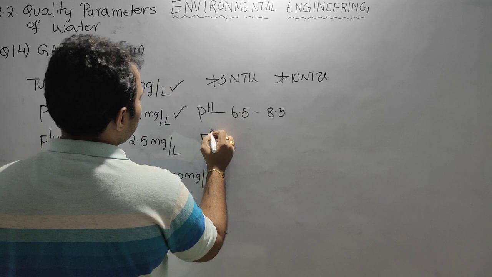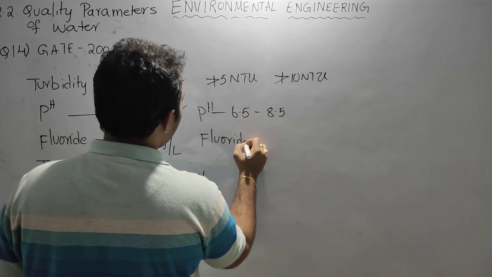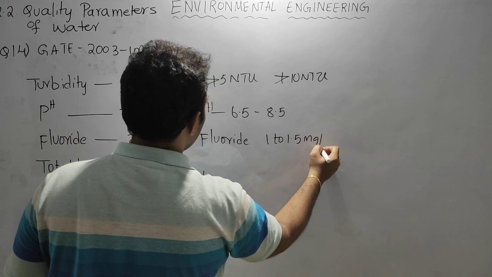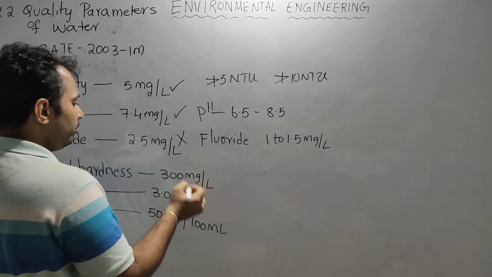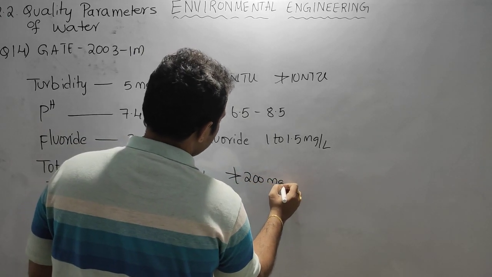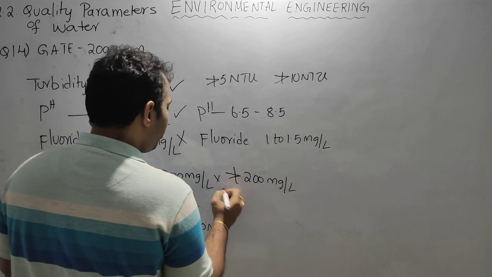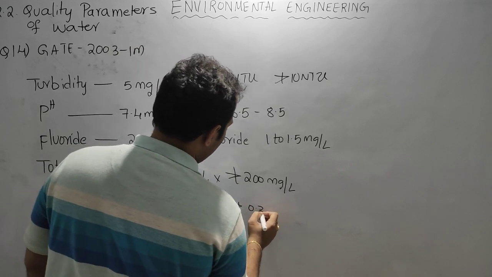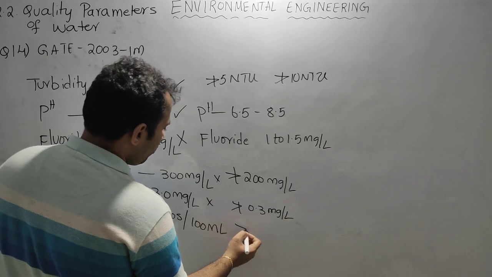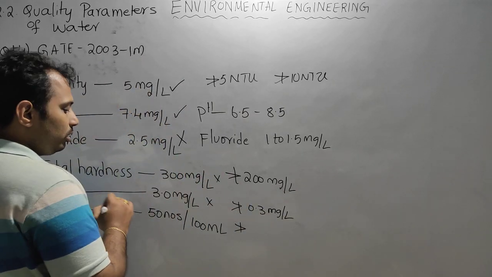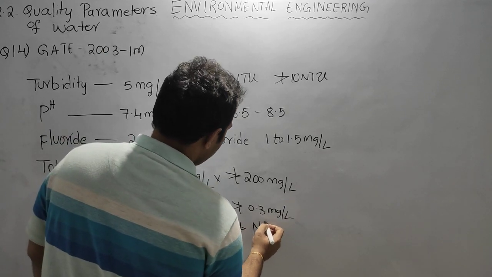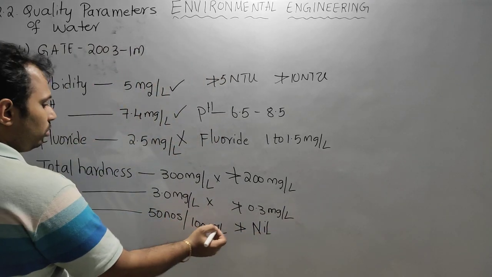Fluoride should be between 1 to 1.5 mg per liter, but here it is more than that. So here it is failed. It should not be more than 200 mg per liter. Here also it is failed. And it should not be more than 0.3 mg per liter. Here it is also failed. It is actually not at all allowed, so nil is the limit. Here this is also failed.